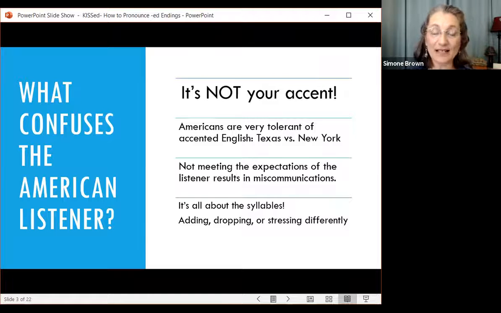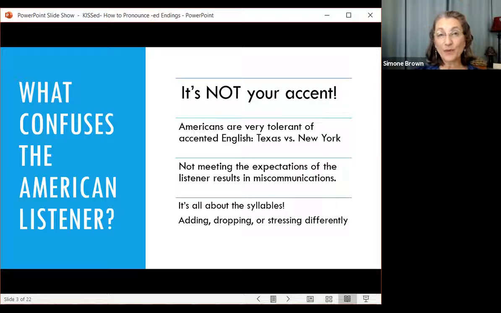It's not your accent. In fact, here in the United States, we have a variety of accents. My accent here in Texas is very different than in New York or Boston or California. And we have a really high tolerance for accented English within our country. So it's not really about your accent. The problem really is that you're not meeting the expectations of the listener, and that results in miscommunications.